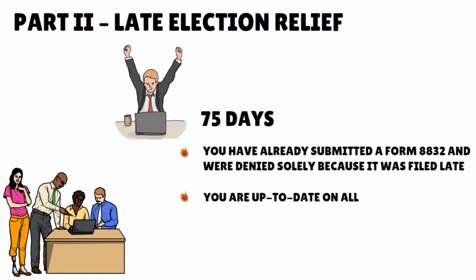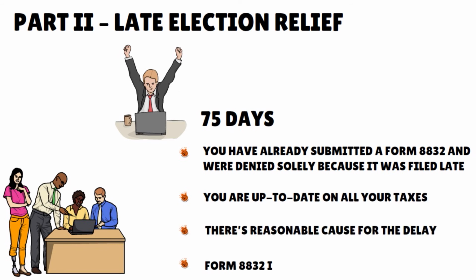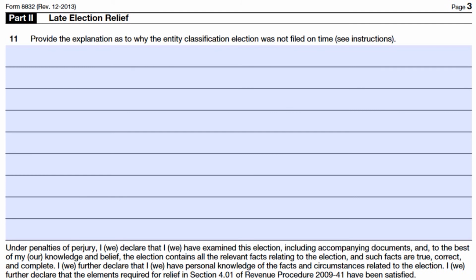You are up to date on all your taxes. There is a reasonable cause for the delay. Form 8832 is no more than 3 years late. If this applies to you, you want to explain the reasonable cause for delay in the blank space on Form 8832, line 11, the explanation of why Form 8832 was not filed on time. An entity may be eligible for a late election relief in certain circumstances.